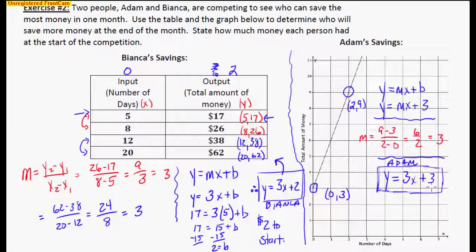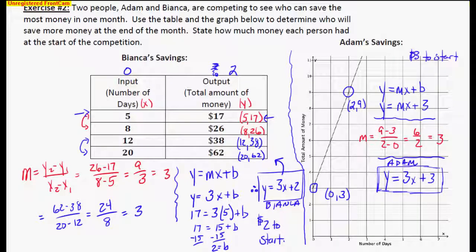Well, if Adam started with $3 and Bianca started with $2, well, at the end of the month, if they're saving the same amount each day, then wouldn't Adam have the most at the end of the month? Okay, so it does say state how much money each person had at the beginning of the competition. Well, she had $2. He had $3. Okay, we can write that up here. $3 to start. Okay, and who will save more money at the end of the month? Well, we've already determined it's Adam.